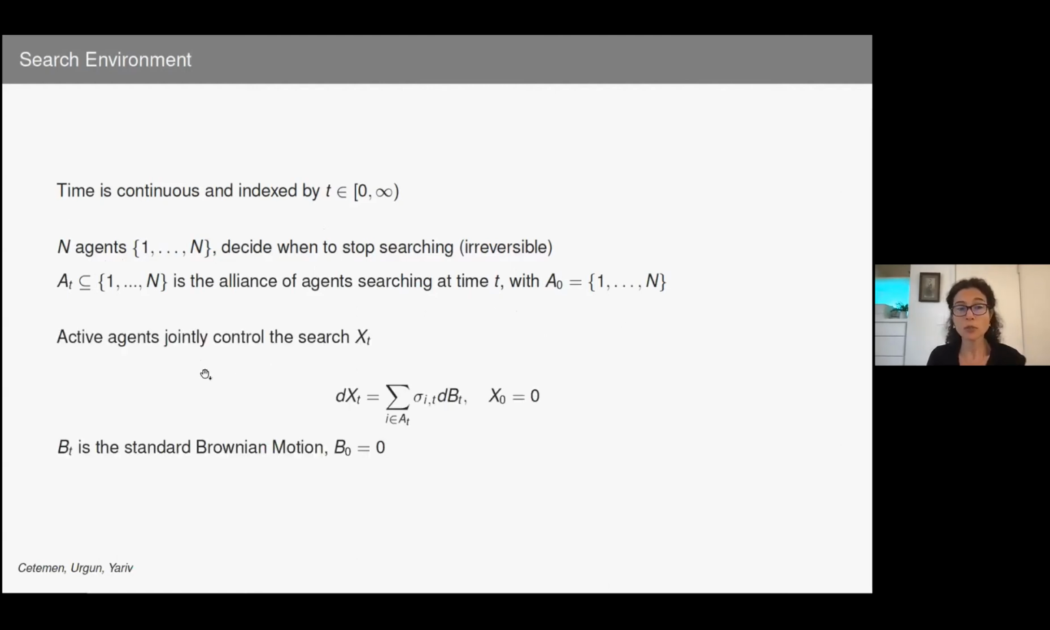Now, active agents jointly control the search. So what I mean by that is that the search itself, the outcomes of the search X, follow a Brownian motion with a variance that's the sum of these individual search scopes, which the next slide will detail. And we'll just assume that the starting point is 0.